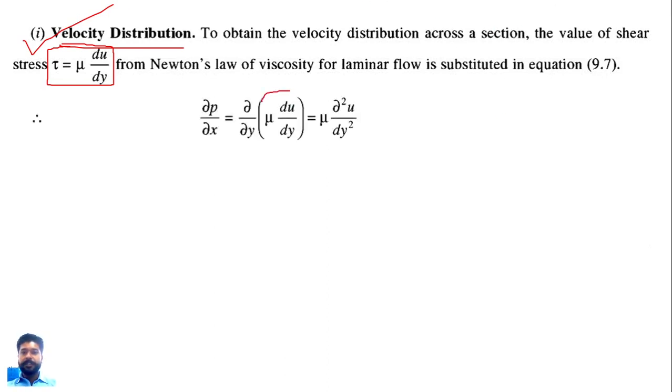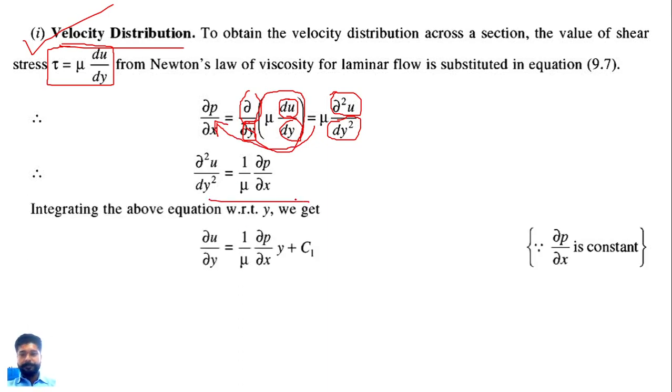You can see that this is your value of tau, mu du upon dy. So this is multiplied with this del, and it will be your del square u divided by dy into dy, that is dy square. And after the simplification, this mu goes to the left side, and it will be 1 divided by mu, del p upon del x.